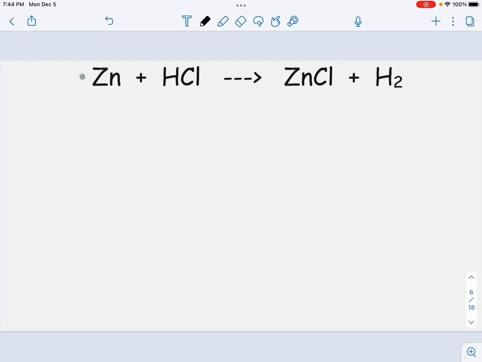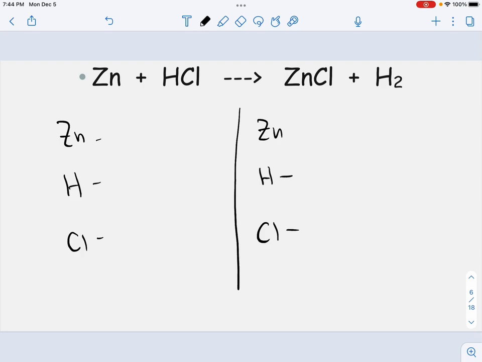We've got zinc plus HCl produces zinc chloride plus hydrogen. All right, so do what we always do. Let's go ahead and write the elements. So I see zinc, hydrogen, and chlorine. And we're going to do the same for both sides, okay? So we can keep track. Okay, on the left-hand side, we have 1 zinc, 1 hydrogen, and 1 chlorine. On the right-hand side, we have 1 zinc.